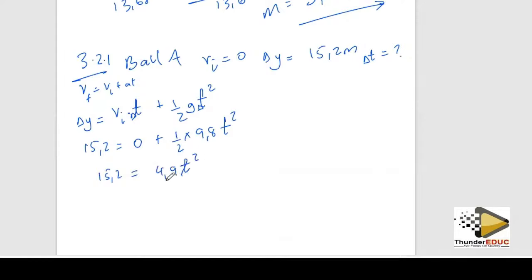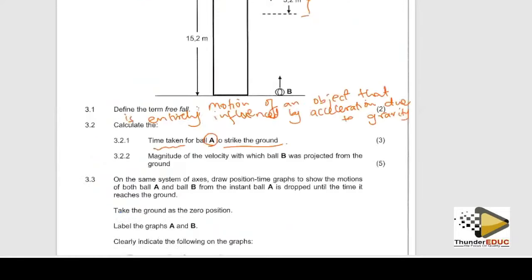Then I'll divide both sides by 4.9. So 15.2 over 4.9 is equal to t squared. And then I'll take square roots on either side. So 15.2 over 4.9 gives me the square root of the answer. I'm getting 1.76 seconds. Okay, so that is what they want us to find for 3.2.1.